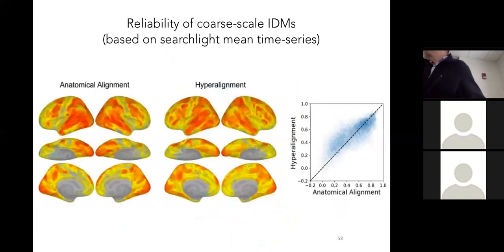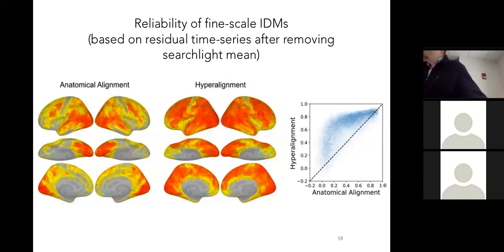And when he did that, for the coarse scale, he found that the reliabilities for the anatomically aligned data and the hyperaligned data are essentially the same. So hyperalignment does nothing to align individual differences based on coarse scale function. When you look at the fine scale, he found that the reliabilities went down a little bit for the anatomically aligned data because it's doing a very poor job of aligning the information in those fine scale topographies. For the hyperaligned data, it greatly increased the reliability of the individual differences.